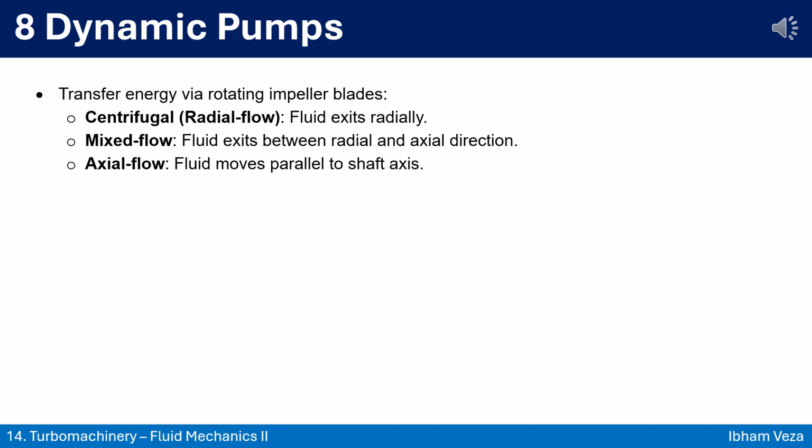Finally, axial flow pumps push fluid straight along the shaft axis. It's like a fan pushing air forward. These pumps excel at moving large volumes at low pressure. So when you select a dynamic pump, you're really choosing the path the fluid takes, radial, axial, or a mix of both. Each has its strengths, depending on the engineering need.